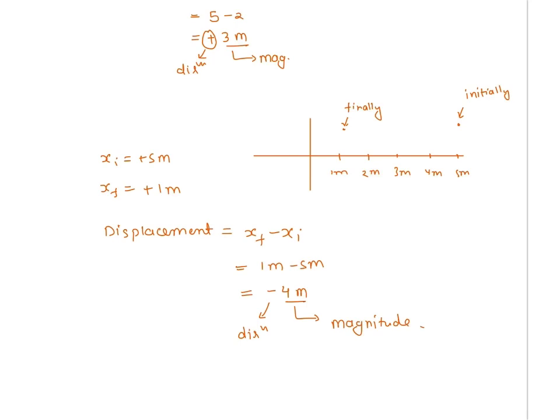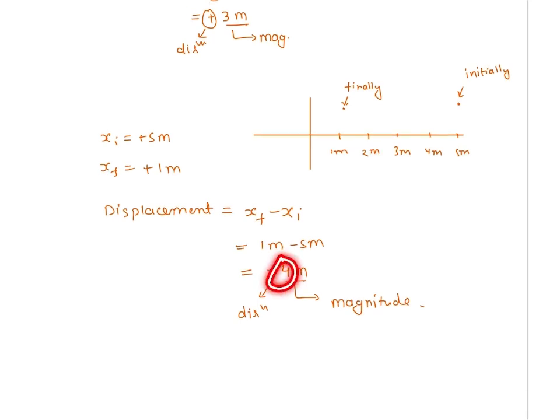So what does this negative sign indicate? That the particle has been displaced by 4 meter but towards left. Minus indicates direction, that is towards left. So of course, displacement is a vector quantity. It has both magnitude as well as direction.